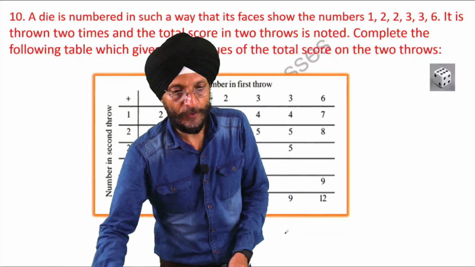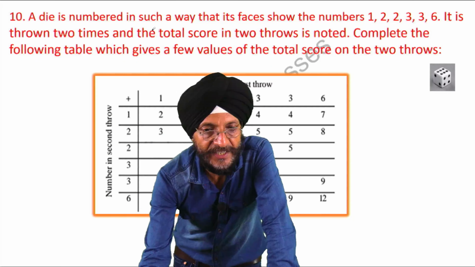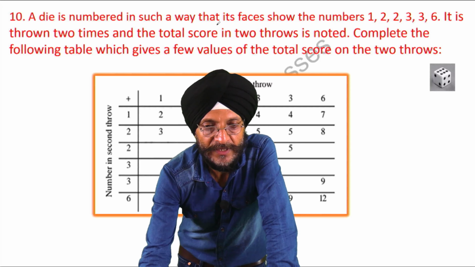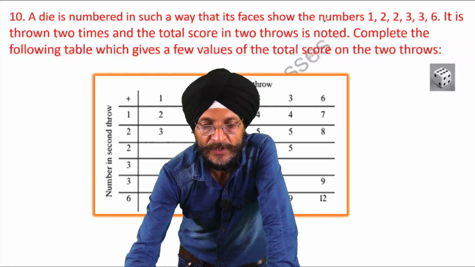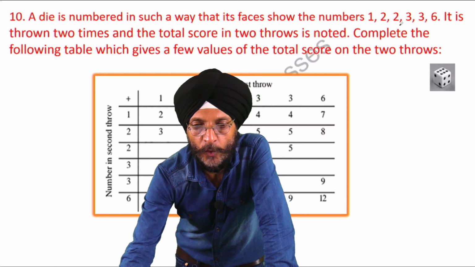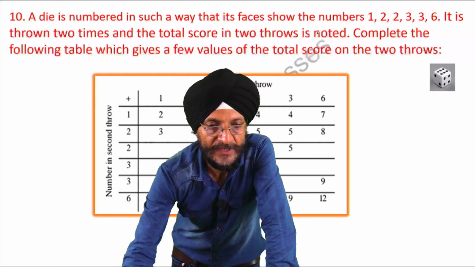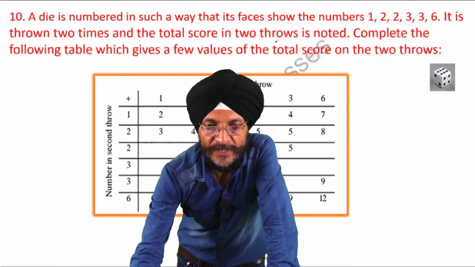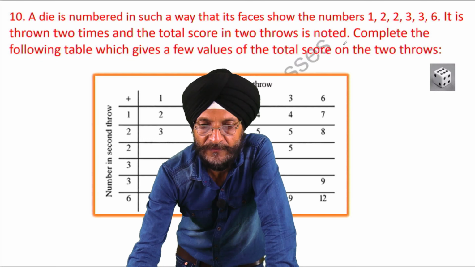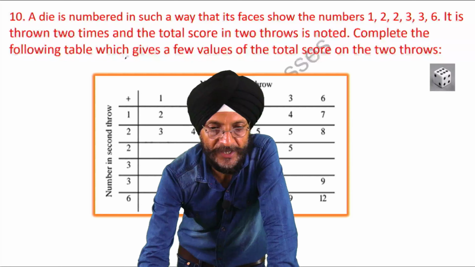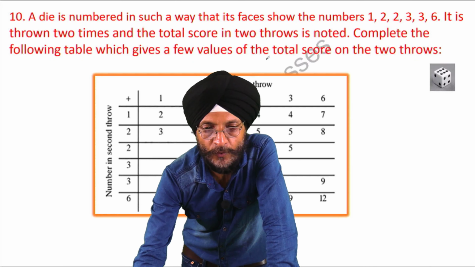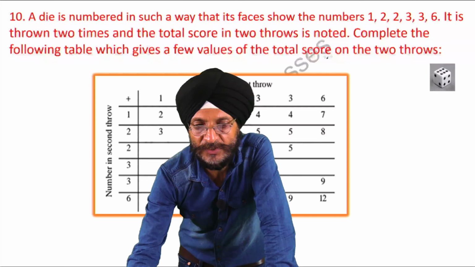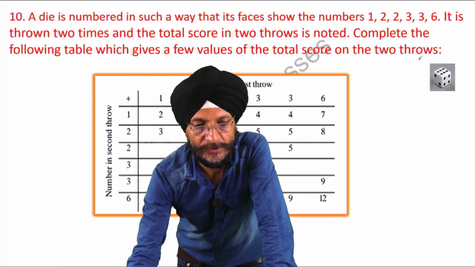Now the question before us is, a die is numbered in such a way that its faces show the numbers 1, 2, 2, 3, 3, 6. It is thrown 2 times and the total score in 2 throws is noted. Complete the following table which gives a few values of the total score on the 2 throws.